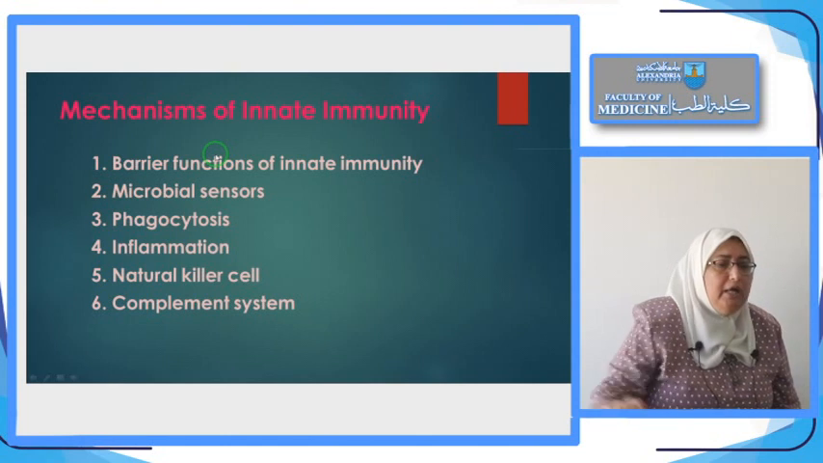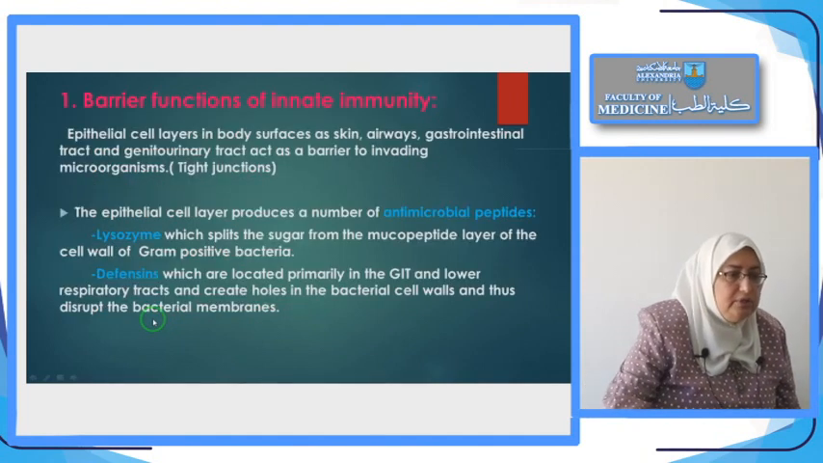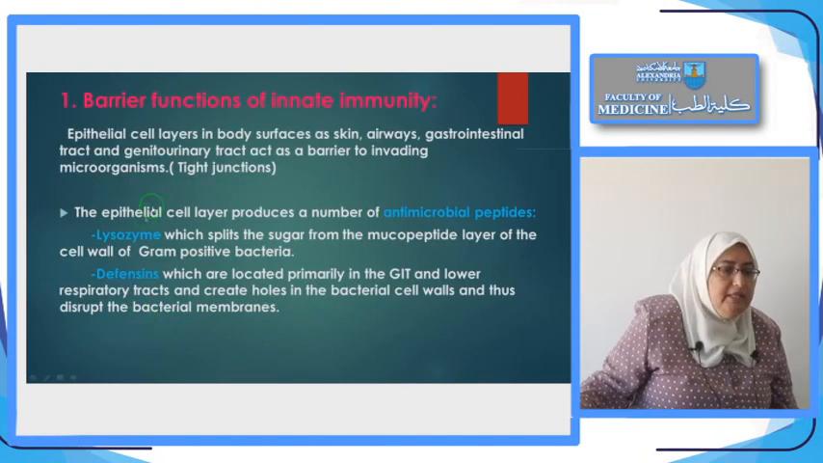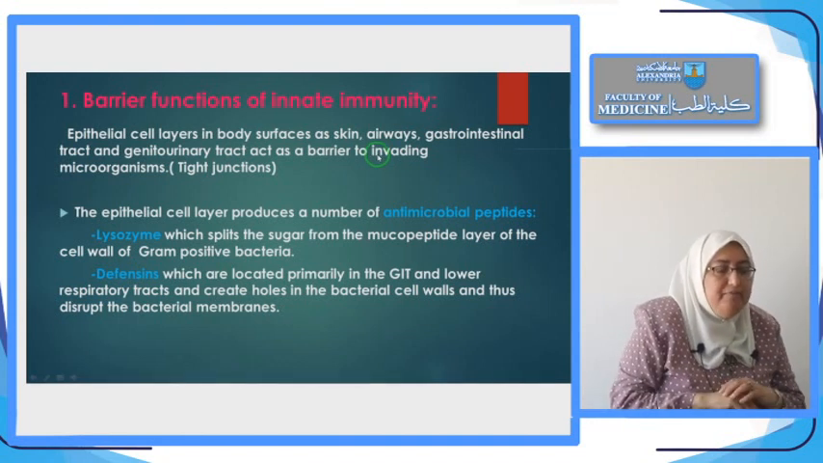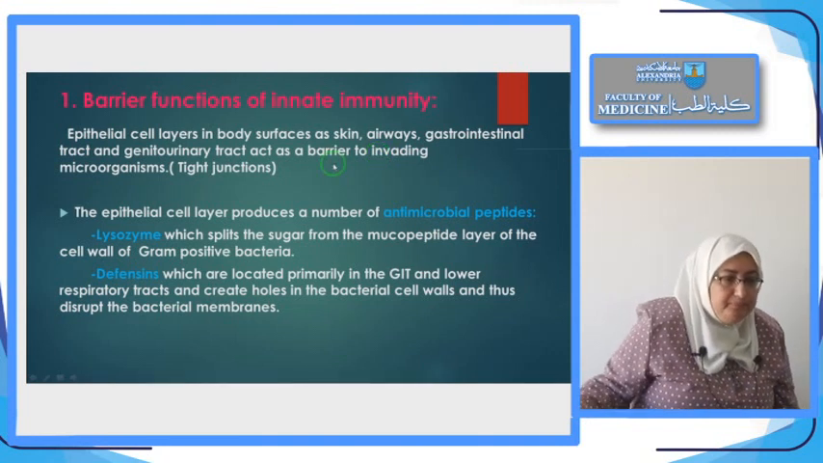What are the mechanisms of innate immunity? We have barrier functions, microbial sensors, phagocytosis, inflammation, natural killer cells, and the complement system. We are going to discuss each one. The barrier function is the intact skin and mucous membrane. The tight junctions in epithelial cells of skin and mucous layer of airway, gastrointestinal, and genitourinary tracts act as a barrier to invading microorganisms. Microorganisms cannot enter except if there is abrasion or fissure or any cut in the skin or mucous membrane.